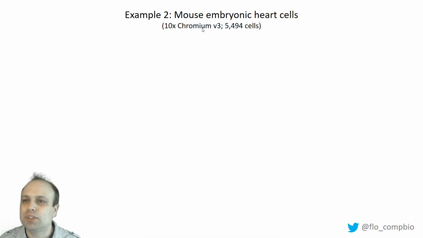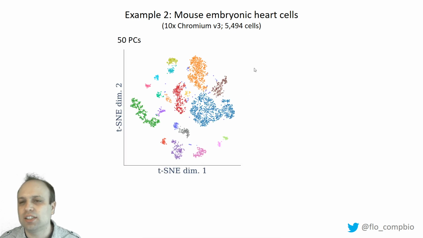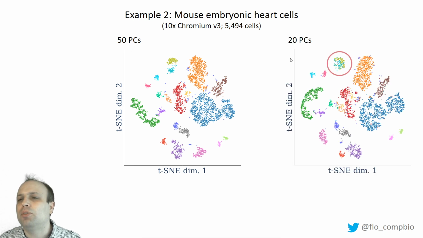The second example is from mouse embryonic heart cells, also from the 10x website. Fewer cells, but an interesting data set because it's from mouse embryos and developing heart tissue. And here you see a lot more cell types, I think, than in the PBMC data, so I increased the number of principal components to 50. What happens when you, for example, reduce it to 20, which is clearly too low, is you start seeing cases where cell types that were previously separate are now together. That's obviously bad, so make sure you include enough principal components.